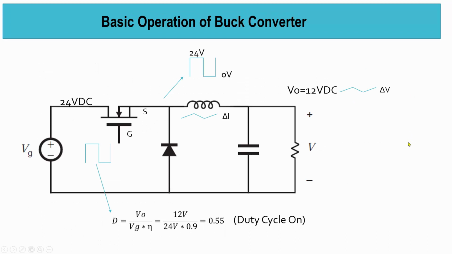Here is the basic operation of a buck converter. Supposedly, we want to design a 12 volt DC output, and our input source is 24 volt. So the buck converter is suitable for this design. And we're combining four power components: the FET, the diode, inductor, and capacitor. So the FET will turn on and off at high frequency.